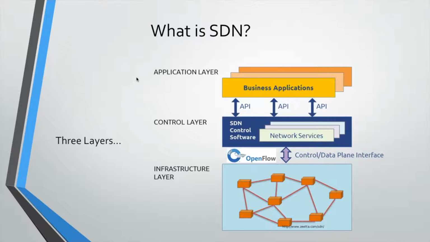So what exactly is software-defined networking? Well, it is a framework that allows network administrators to automatically and dynamically manage and control a large number of network devices using high-level languages and APIs. And it basically consists of three layers: the application layer, the control layer, and the infrastructure layer. I'm going to give you a brief overview of all three of these layers.